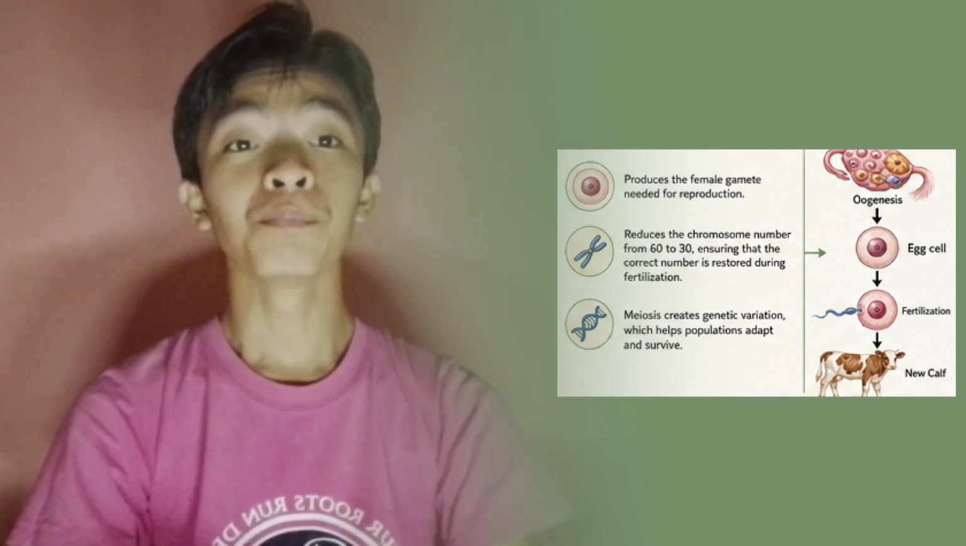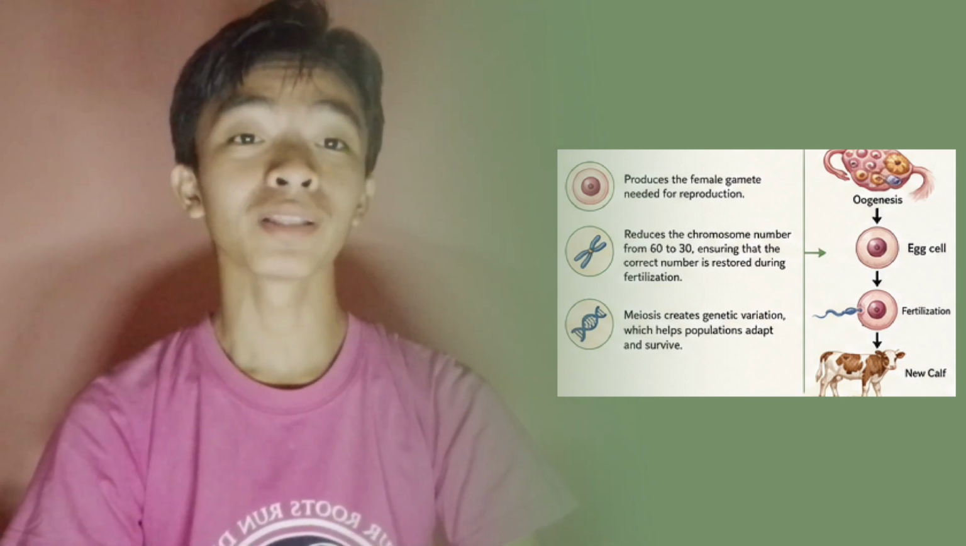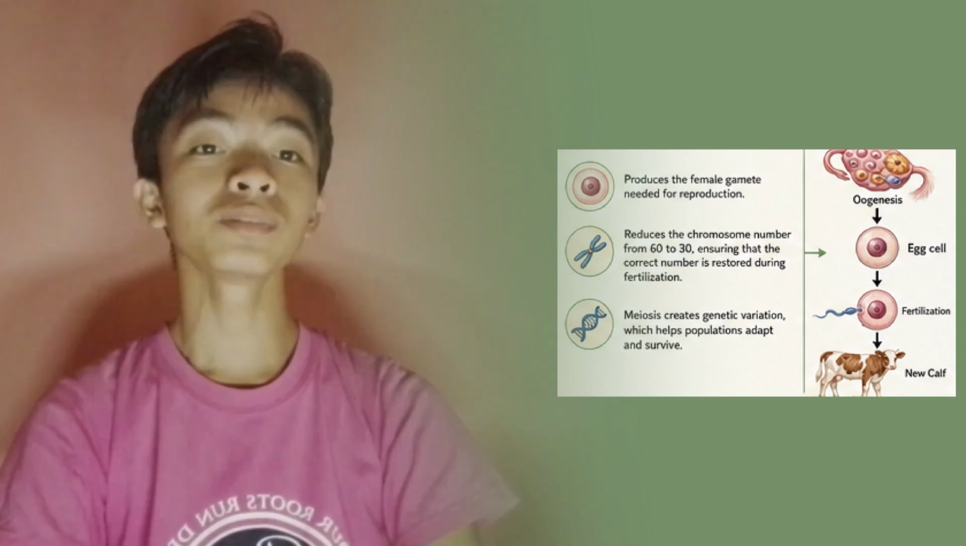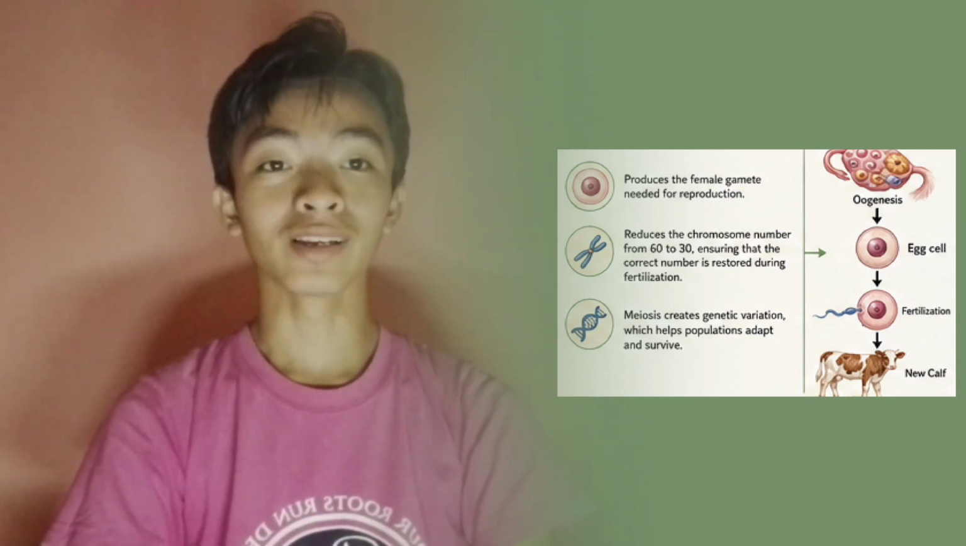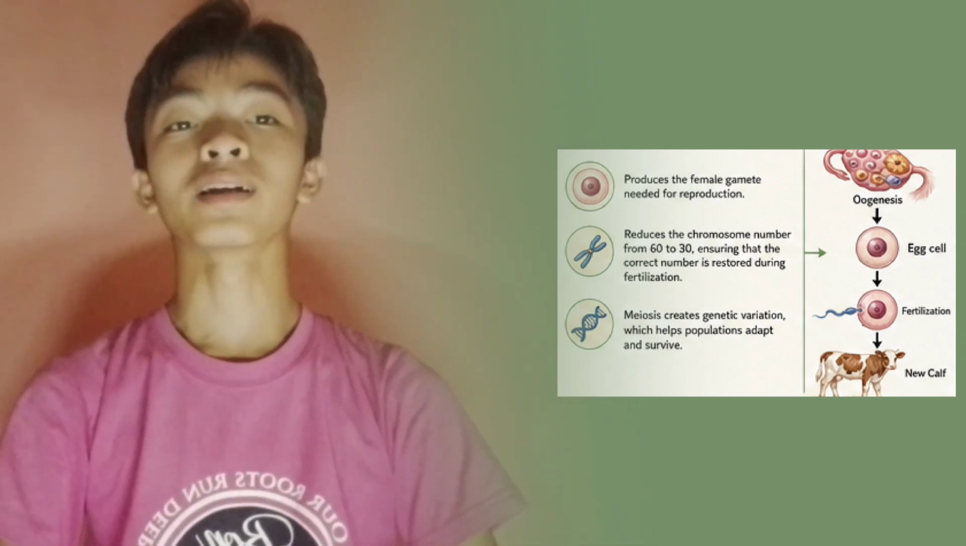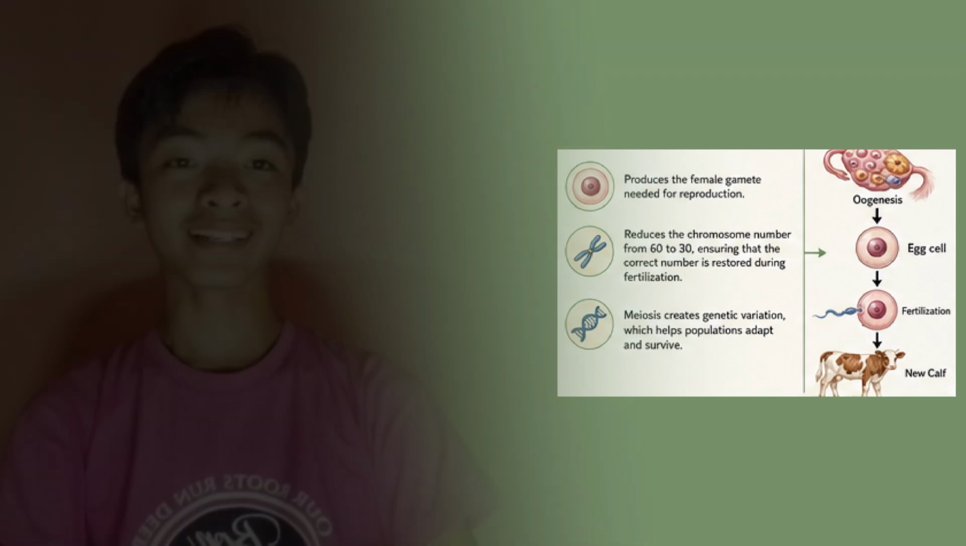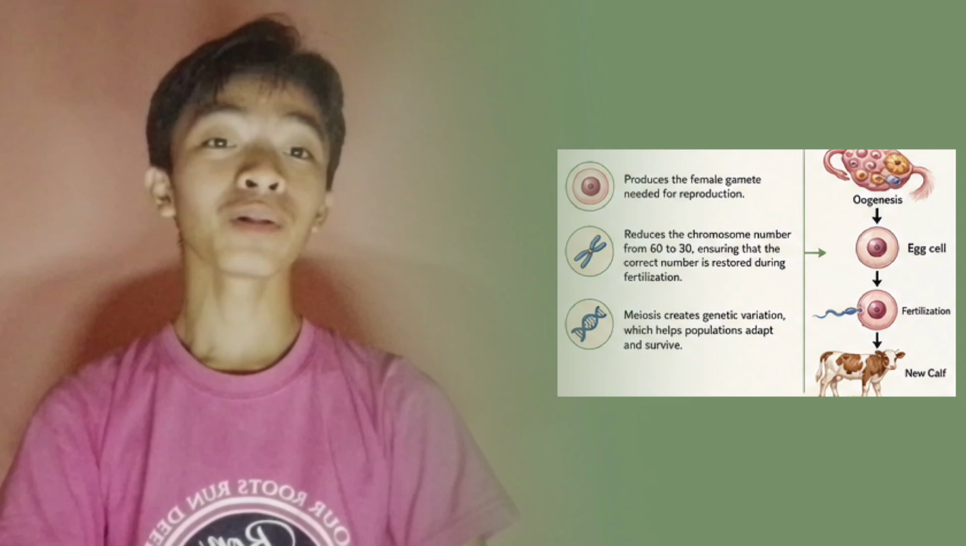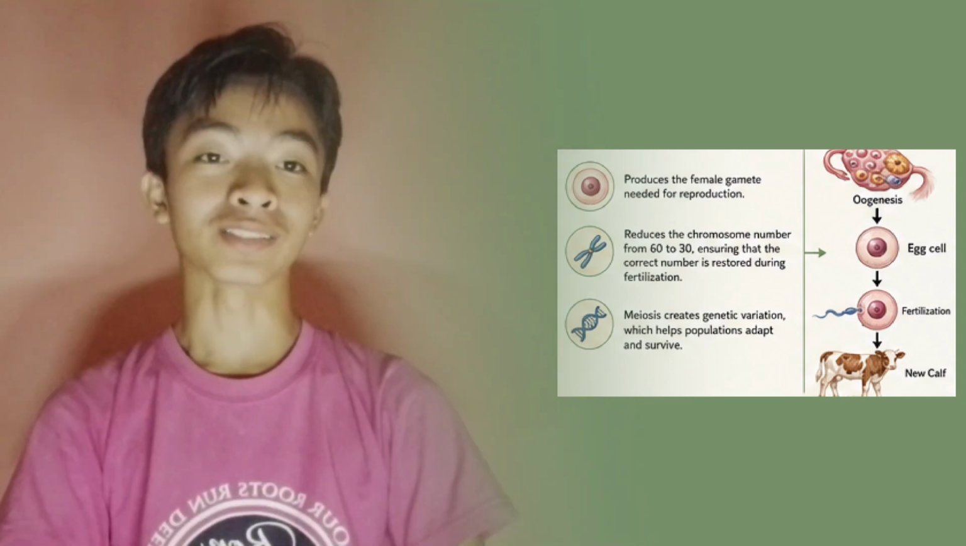Oogenesis is important because it produces the female gamete needed for reproduction. It also reduces the chromosome number from 60 to 30, ensuring that the correct chromosome number is restored during fertilization. In addition, meiosis creates genetic variations which help populations adapt and survive.